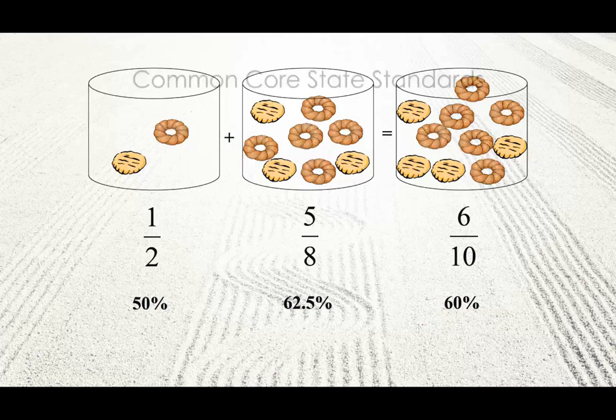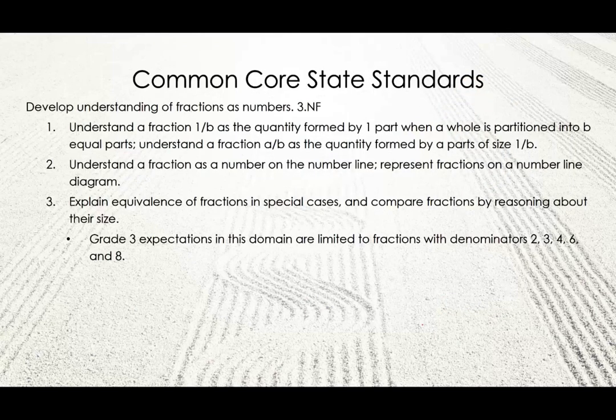That makes it difficult. So the Common Core State Standards, in grade 3, introduce fraction, developing understanding of fraction as numbers. So we want students to know that fraction is a representation of a number. Understand the fraction 1 over b as a quantity formed by one part when a whole is partitioned into b equal parts. Understand the fraction a over b as a quantity formed by a parts of size 1 over b.